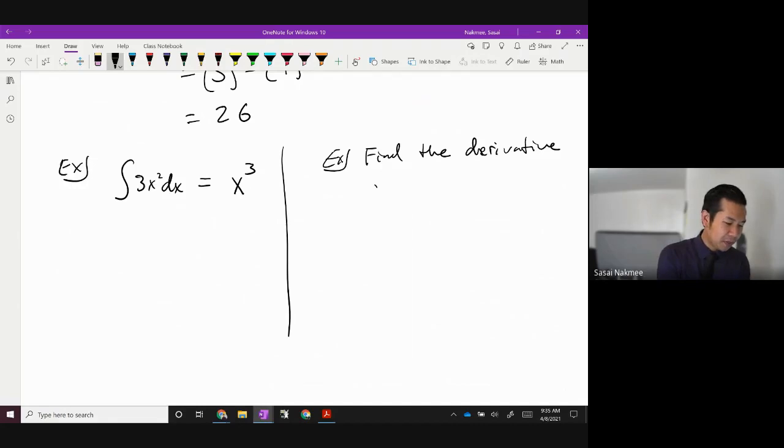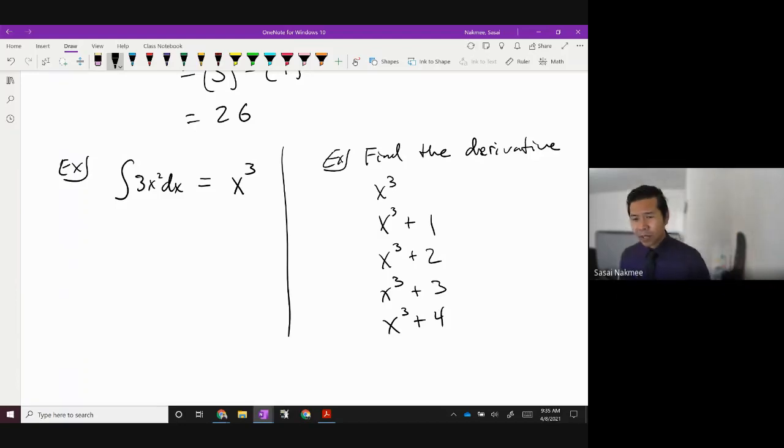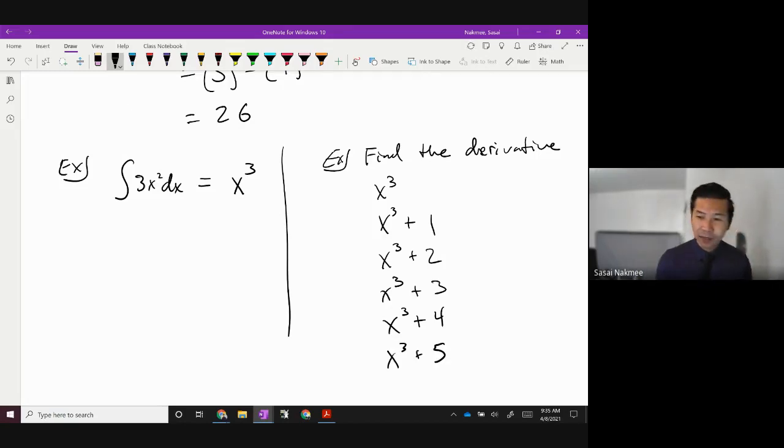Let's say I ask you to find the derivative of x cubed. Find the derivative of x cubed plus 1. Find the derivative of x cubed plus 2. Find the derivative of x cubed plus 3. Find the derivative of x cubed plus 4. What do you think the derivative is for each of these functions I've written down? X cubed plus 5. What is the derivative of all these? Can somebody tell me? Anyone have any ideas? Any clues? They're all the same. That's right, Monica. They are all the same.